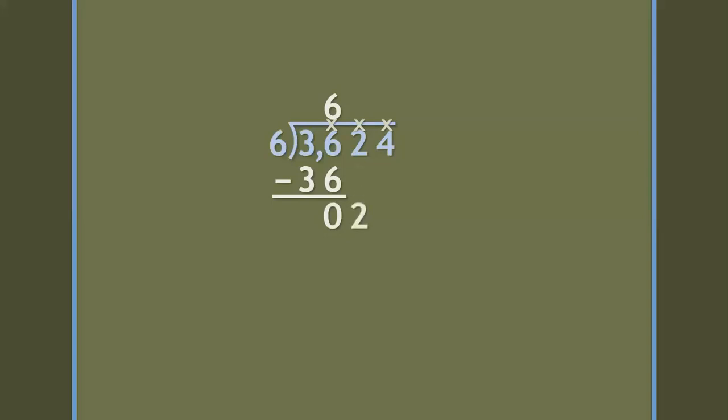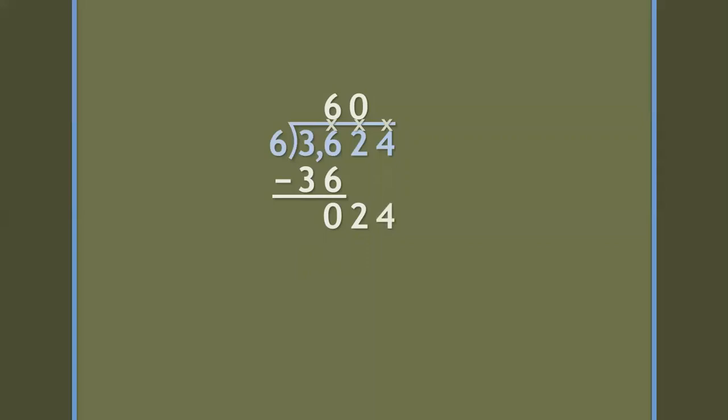Now 6 cannot go into 2, so we need to put a 0 up there. Then we'll multiply it across, 0 times 6. That will give us 0. 2 minus 0 is equal to 2. Now we still have another digit to work with, so we need to bring down our 4.